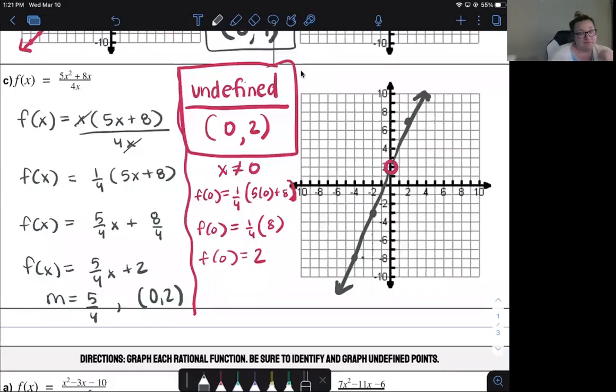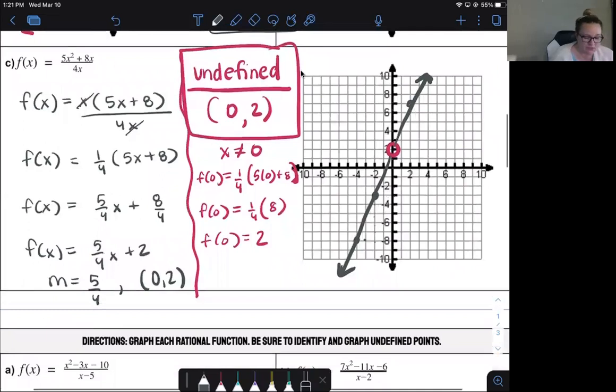So hopefully our graphs match. I was able to factor out an x from 5x squared plus 8x, so the x over x ended up simplifying. I was left with 1/4 times 5x plus 8. When I distributed that 1/4 and simplified, I got 5/4 x plus 2. So my slope is 5/4 and my y-intercept is 0, 2. Then I graphed that. I started at 0, 2, went up 5.